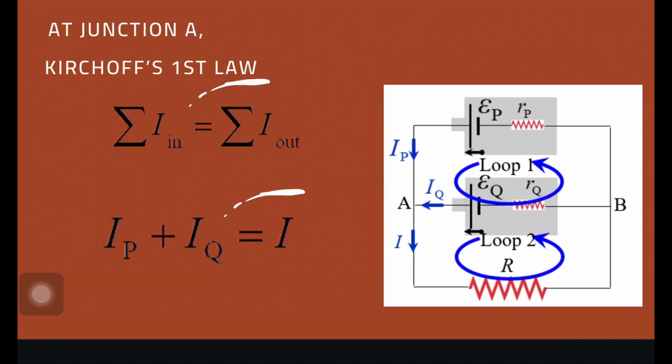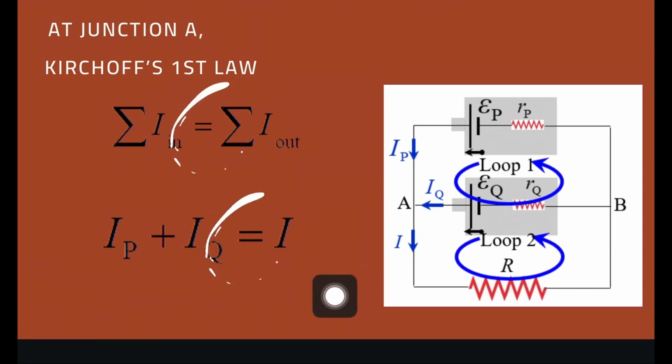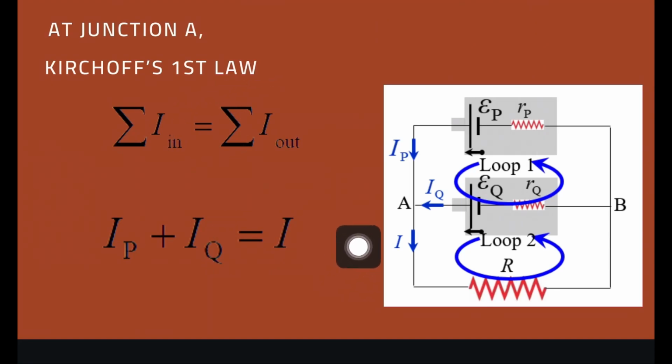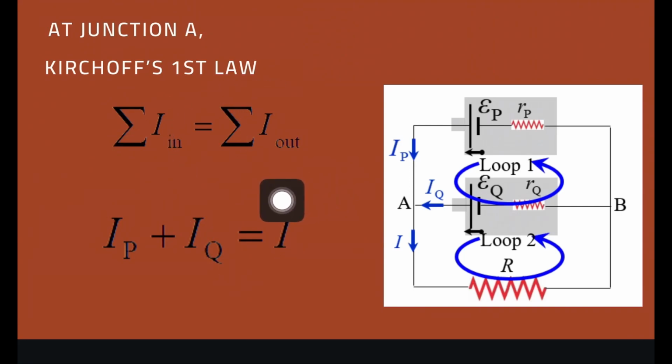So since we have more than one battery, we are going to apply the Kirchhoff law. For the first law, do you still remember the Kirchhoff first law? At the junction, the summation of I in should be equal to the summation of I out, or the summation of I equals 0.